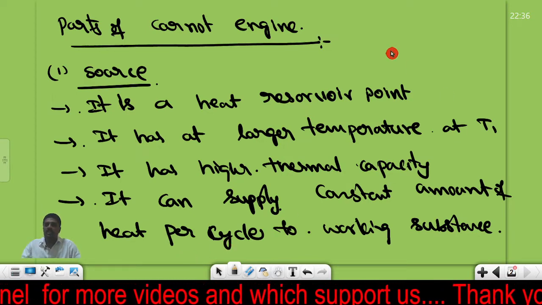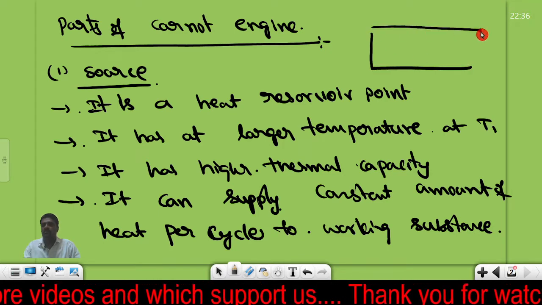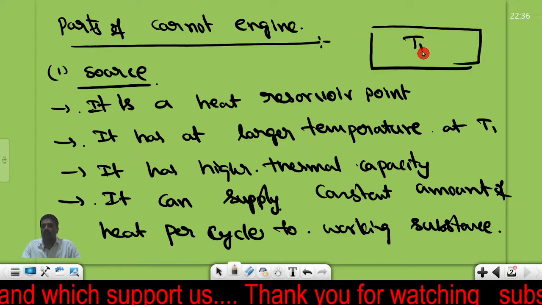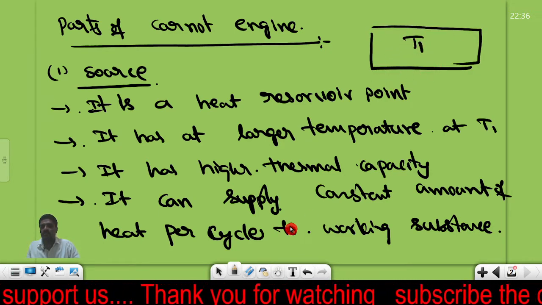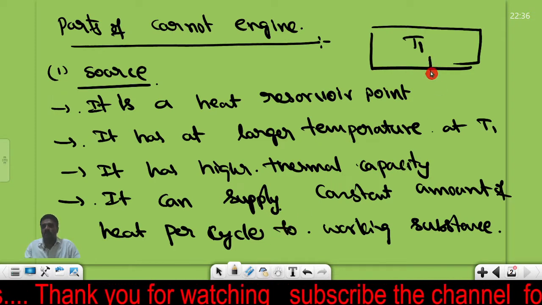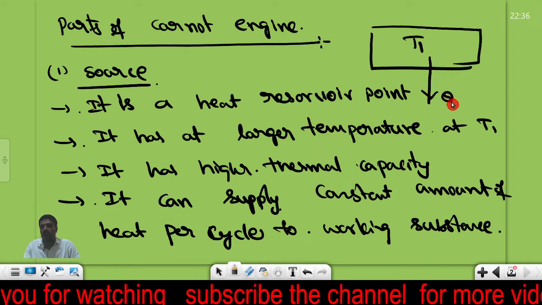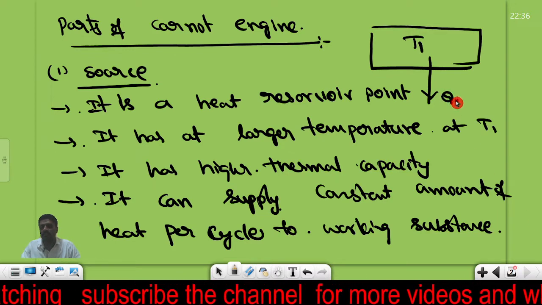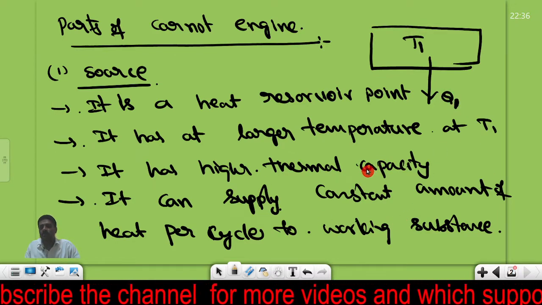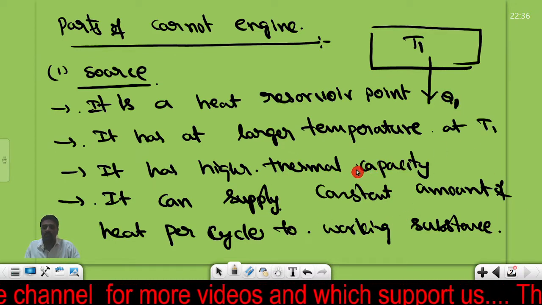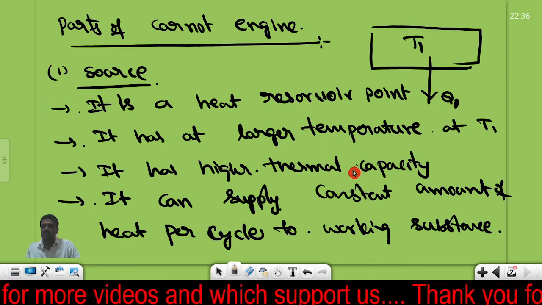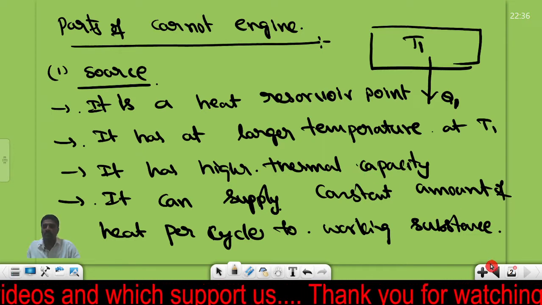So generally we will take it as one part here. It has a higher temperature and also a higher thermal capacity. If it sends some amount of heat to the working substance, generally we will call it Q1. Due to sending this amount of heat energy, the temperature of this source does not vary. That is called the source.